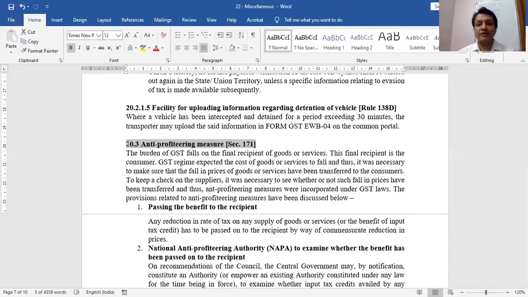But to make sure that the final benefit is actually passed on by that producer to the consumers, how do I make sure that that benefit has been passed on? It was possible only through some authority which will keep an eye on the producers whether they have really passed on the benefit or not. So the power is given under section 171, anti-profiteering measure.